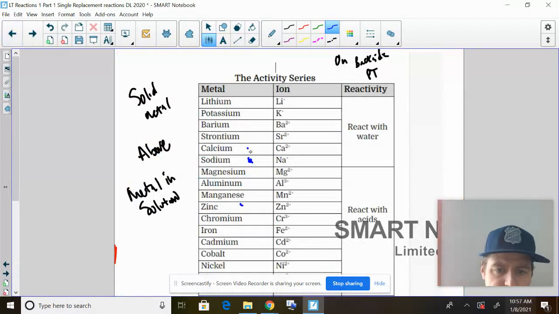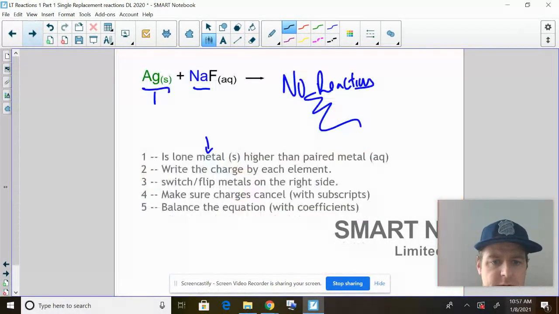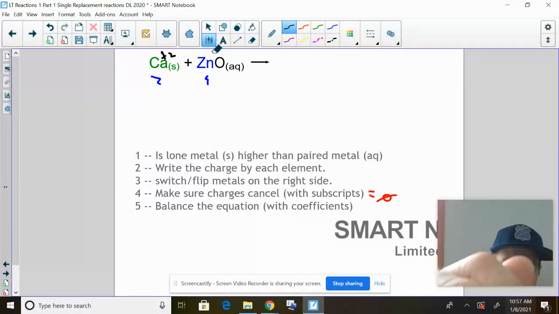Is calcium higher than zinc? And the answer is yes. So they will switch. Calcium, the lone metal, is higher than zinc. All right, so what do I do then? I write the charge by each element. Calcium is +2, zinc is +2, and that's -2.